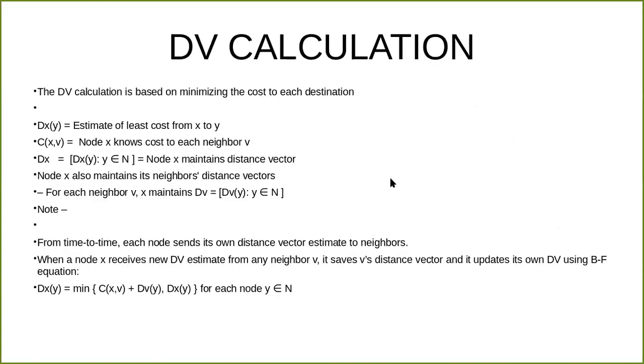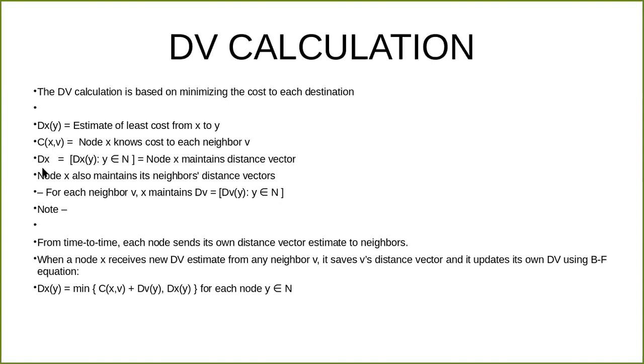So let's see how this particular distance vector calculation happens. In the distance vector calculation, our aim is to minimize the cost, the distance cost. I'm just explaining some of the attributes. Let dx of y be the estimate of least cost from x to y. So we have node x and node y. The distance from x to y is given as dx of y. c of xv is the link cost between x and v.